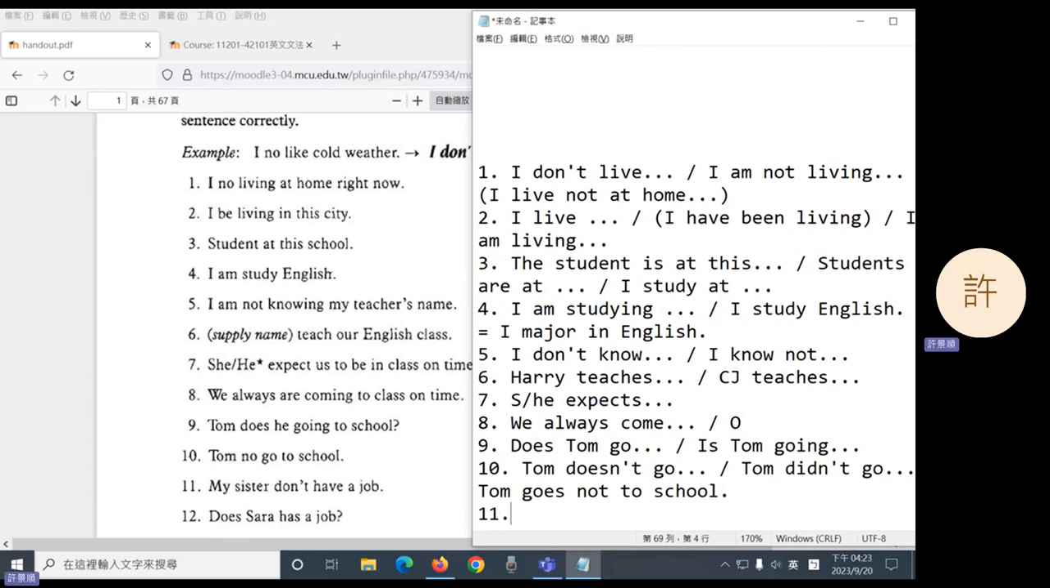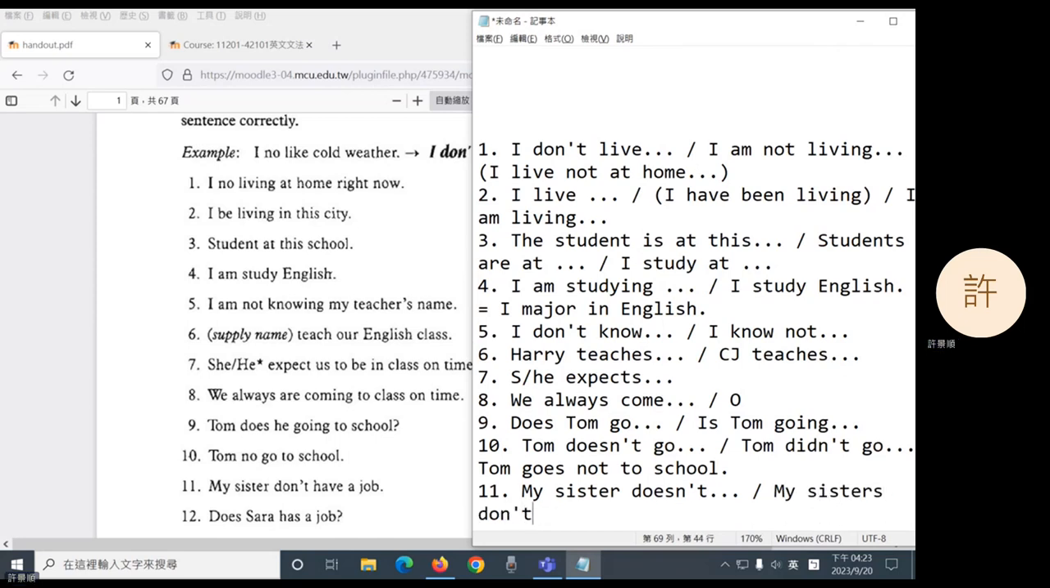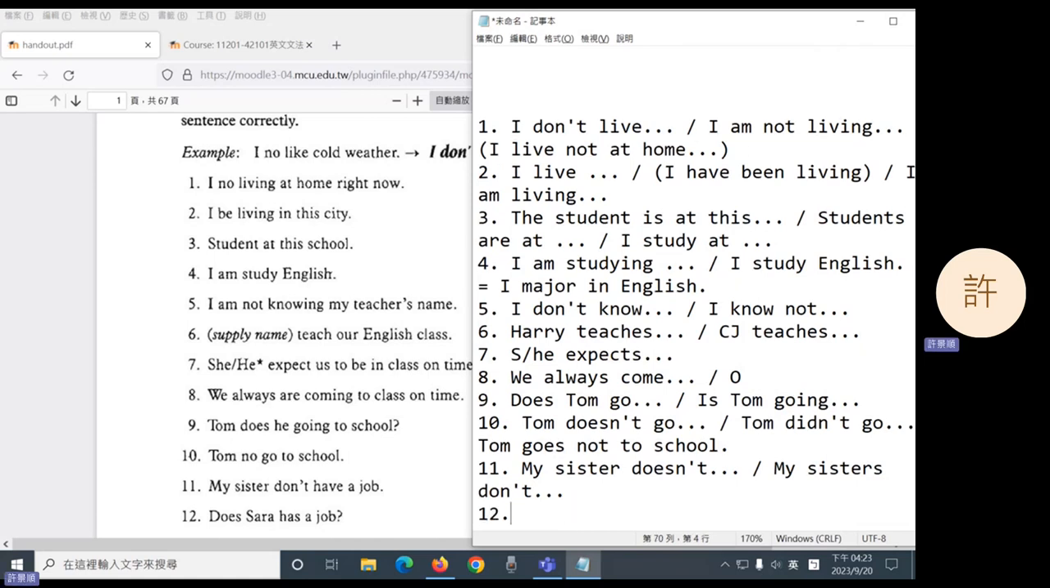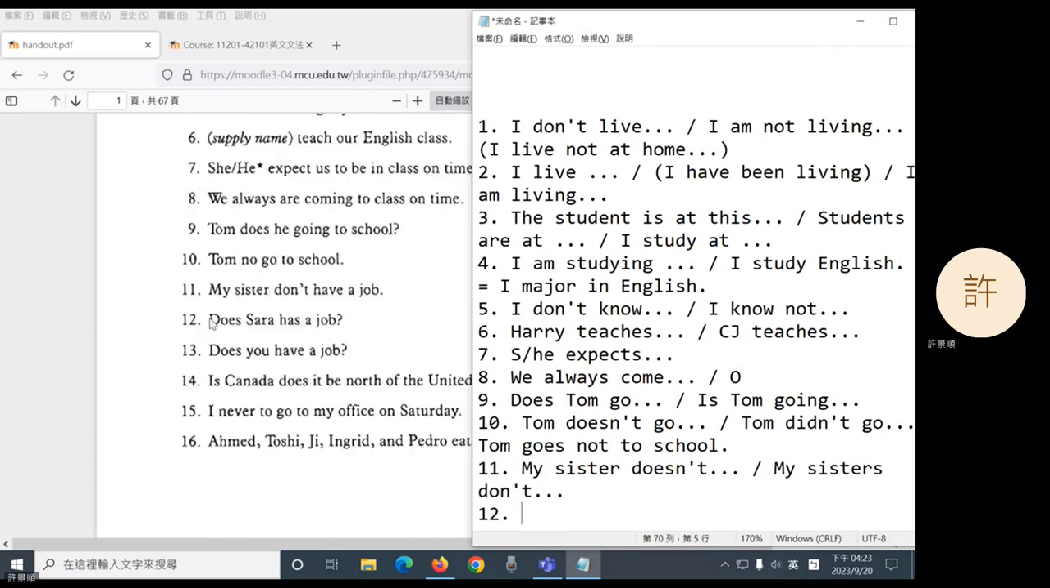Number 11. My sister don't have a job. What should this be? My sister doesn't have a job. Good. Or not good. She should have a job. Or maybe the mistake is the plural, right? My sisters don't. Depending on your situation. Number 12. What is one possible answer? Does Sarah has a job? Does Sarah have a job?